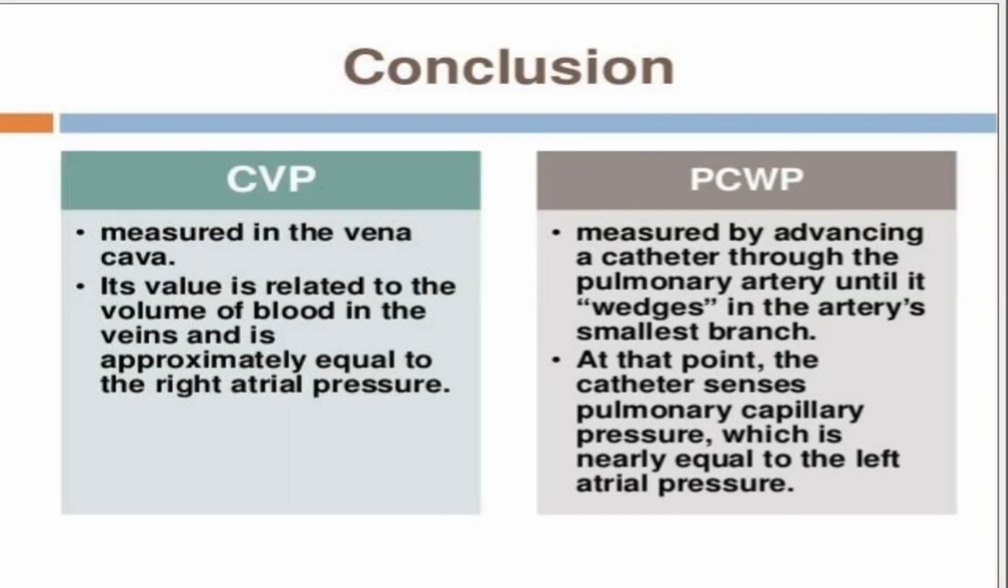Conclusion: CVP measures pressure in the vena cava. Its value is related to the volume of blood in the veins and it is approximately the right atrial pressure. PCWP, that is pulmonary capillary wedge pressure, is measured by advancing a catheter through the pulmonary artery until it wedges in the artery's smallest branch. At that point, the catheter senses pulmonary capillary pressure, which is nearly equal to left atrial pressure.